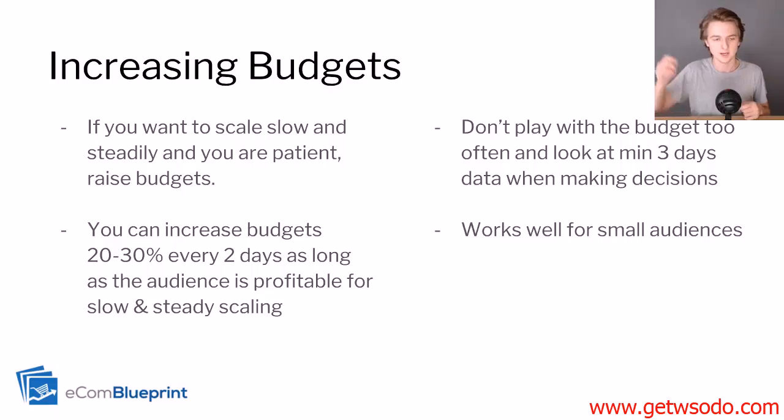Now, you could even go as high as like 40%, but it's better to be conservative, in my opinion, with the strategy. So you can increase the budget 20 to 30% every 2 days, as long as the audience is profitable. And this will give you slow and steady scaling, really gradual scaling. This is a great way to do it.